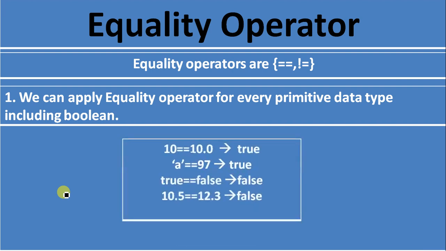Here are some examples. 10 equal to 10.0 will be true. 'A' equal to 97 is true, because the ASCII value of 'A' is 97. So 'A' will be replaced with 97. 97 equal to 97, so the result of this expression will be true. True equal to false is false. 10.5 equal to 12.3 is also false. Let me show you on the Eclipse IDE.